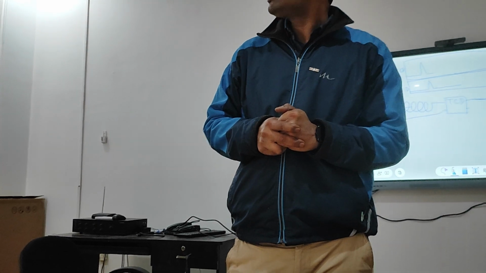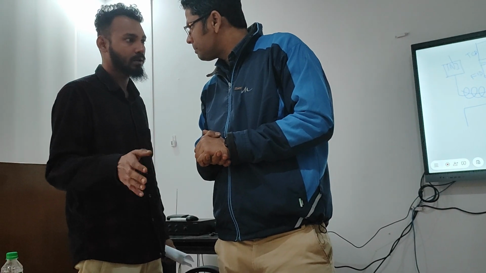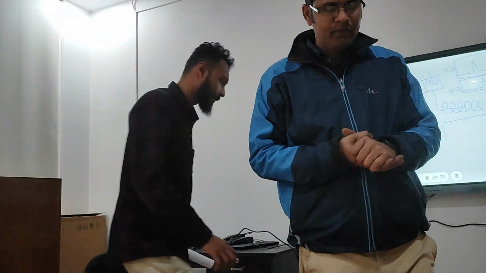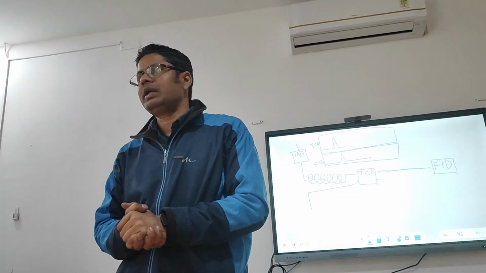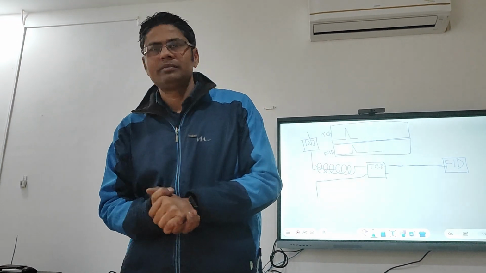In GC, you can get two things: component name and its concentration. But GC will give these two things in an indirect way. Not directly, it can give you the concentration and their name.